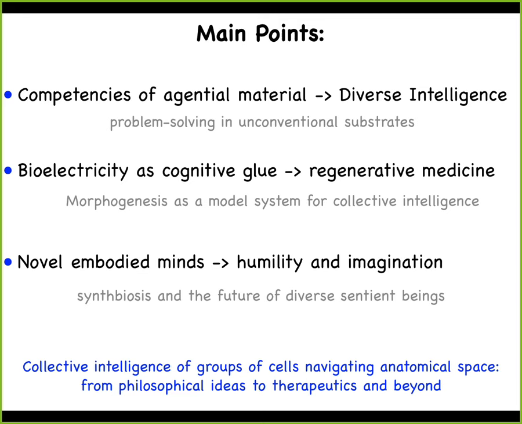And then towards the end, I'm going to discuss some novel embodied minds. I'm going to show you a couple and talk about a few that are impending for all of us. And we'll talk a little bit about this notion of synthbiosis and the future of living positively with diverse sentient beings. And altogether, I think the whole talk boiled down in one sentence is that we can use the collective intelligence of cell groups navigating the space of anatomical possibilities to show us how you can move certain philosophical ideas forward to therapeutics and then to some broader issues beyond.